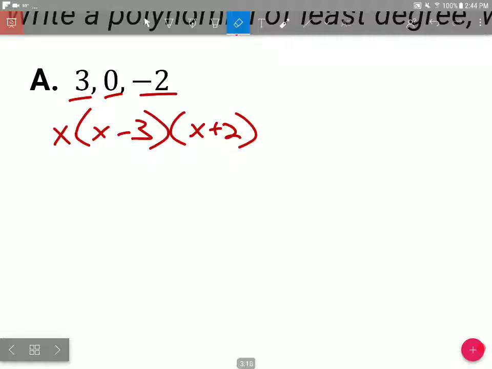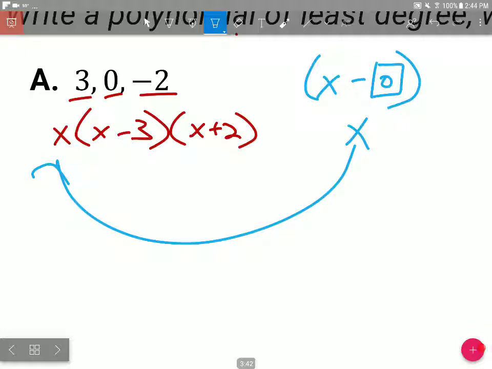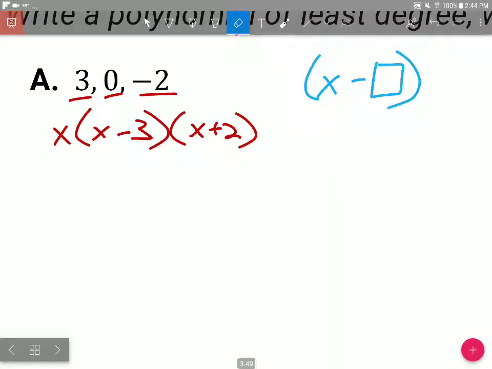Cool? So basically the format is this. Whatever your solution is, do x minus that solution. If it's a negative solution, well, 2 negatives make a positive. If it's a positive solution, well, then it's negative. If it's a 0, well, x minus 0 is just x, right? So that's another way of looking at where that came from. Cool. All right, so from here we just multiply things out.